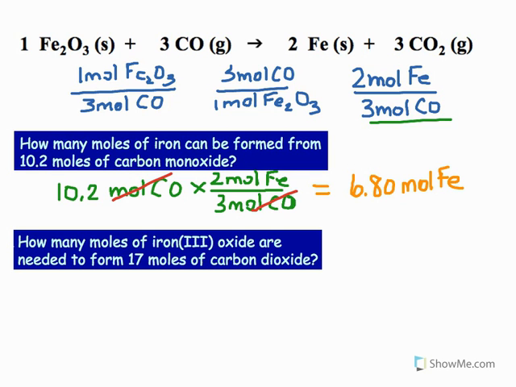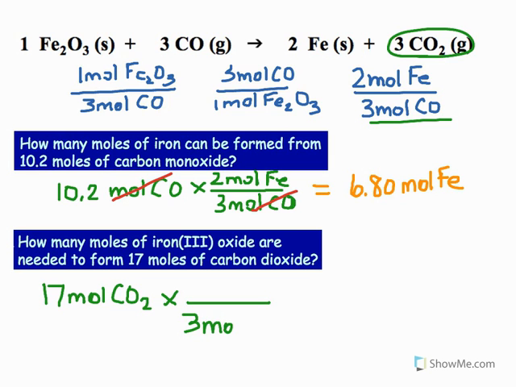Now let's do the next one. We've got the example here, and it says, how many moles of iron 3 oxide are needed to form 17 moles of carbon dioxide? So always start with what you're given, and you were given 17 moles of carbon dioxide. This time I want to convert it to iron 3 oxide. I don't have one of the ratios up here, so we need to take a look at our balanced equation. I want carbon dioxide to be canceled out. So I'm going to use the fact that there's going to be 3 moles of carbon dioxide.